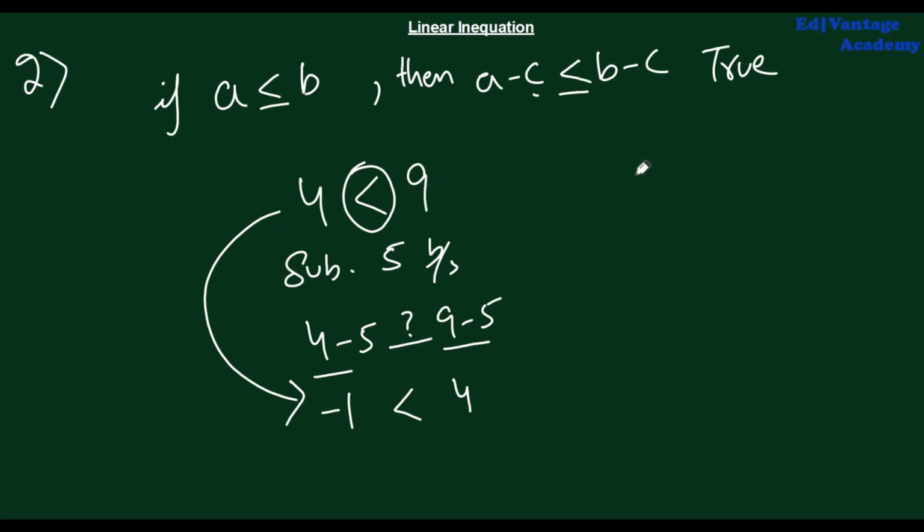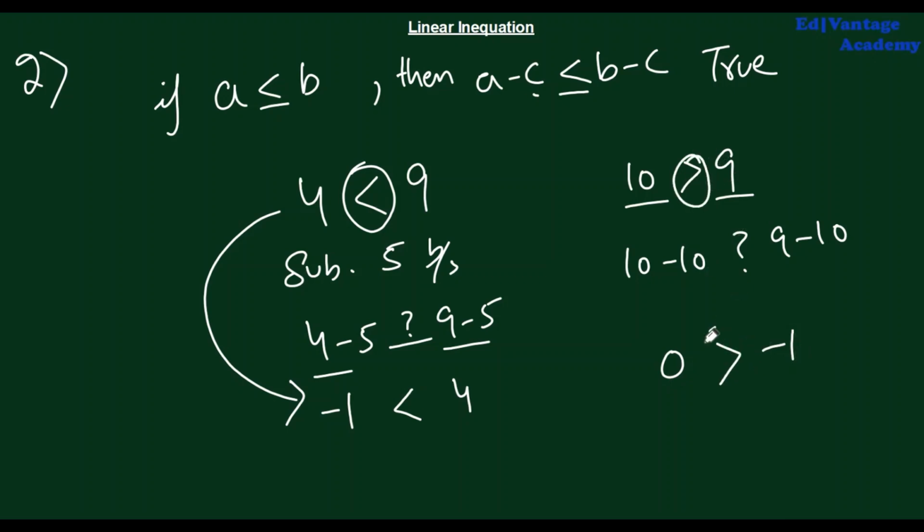One more example you want to see, like 10 is greater than, we can say, 9. Isn't that true? Yes, 10 is greater than 9. I'll subtract 10 both the sides. So 10 minus 10, 9 minus 10. Let us keep the symbol pending. 10 minus 10 is 0, 9 minus 10 is minus 1. Who is greater? Obviously 0 is bigger than minus 1. So see, the symbol is not getting reversed. So on subtraction, the symbol doesn't reverse. Is that clear?